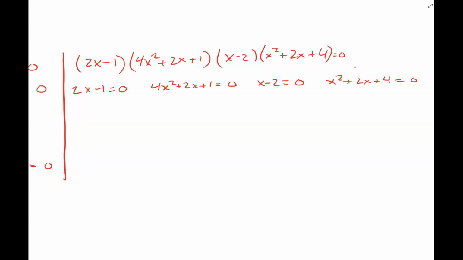Okay. Well, two of these equations are very easy to solve. 2x minus 1, I'm just going to add 1 to both sides and divide by 2. X minus 2, I'm just going to add 2 to both sides. Those are no-brainers, right? Not much to think about there. How do I solve something like 4x squared plus 2x plus 1?